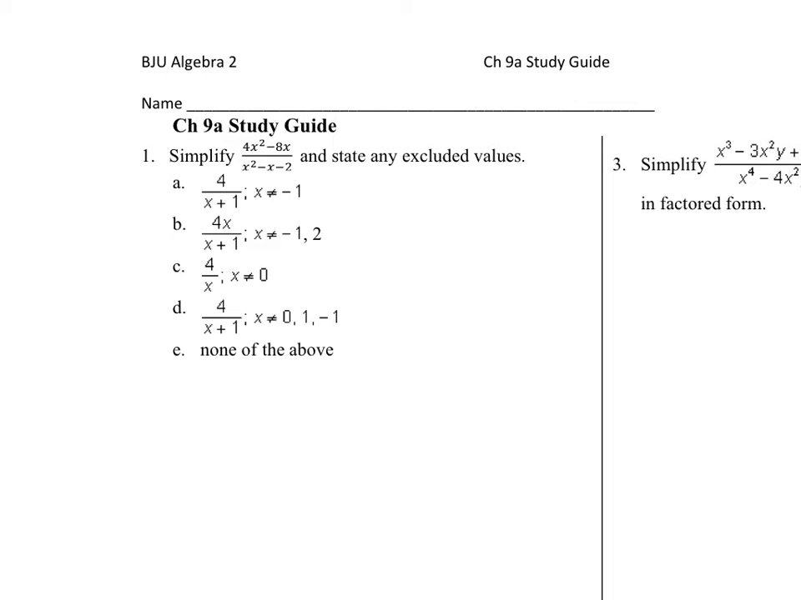This is the Chapter 9A Study Guide. We're going to do our first problem, which is to simplify and state any excluded values.